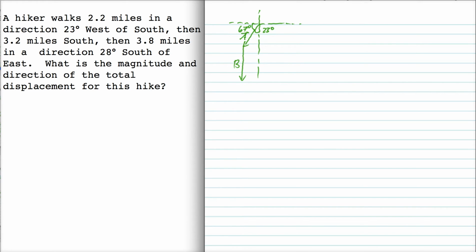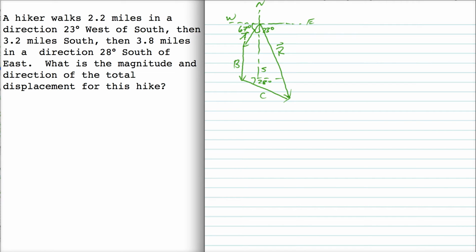And then vector C is 3.8 miles in a direction 28 degrees south of east. So that looks like that goes down like this, making an angle of 28 degrees south of east. Alright, so I draw those three vectors out. I'm sketching them out as best I can so that I have some idea of what the resultant is going to look like. I think my resultant is going to have a relatively small positive x component and a relatively large negative y component. So once we add up the resultant vector, we'll see whether or not I'm right.